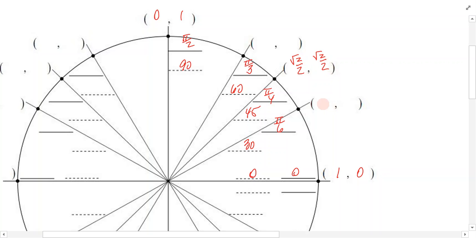How about pi over 6? Remember what the ordered pair would be for pi over 6? Very good. Square root of 3 over 2 for the x coordinate, and then 1/2 for the y. And then it's the reverse of that when we deal with 60 degrees: 1/2, square root of 3 over 2. That's right. So that's the first quadrant.